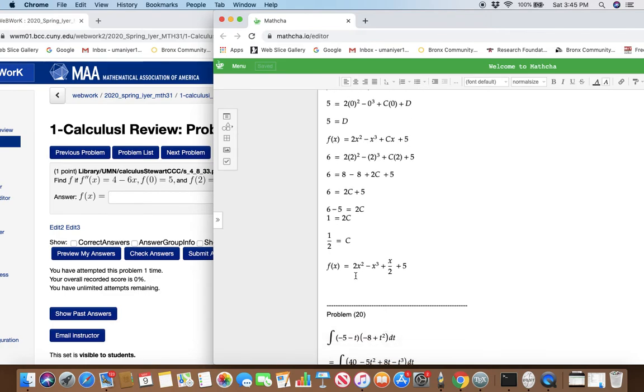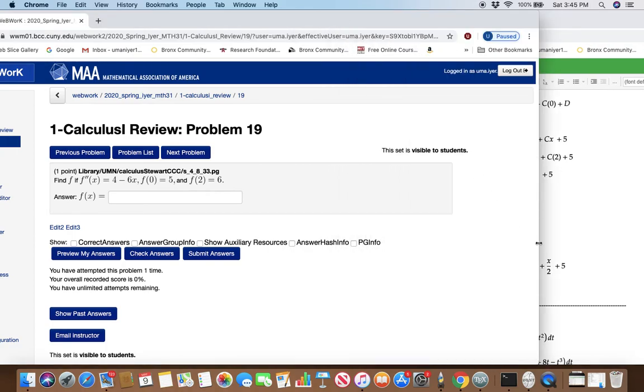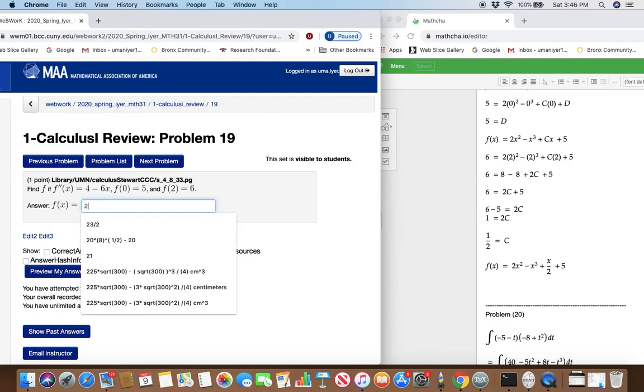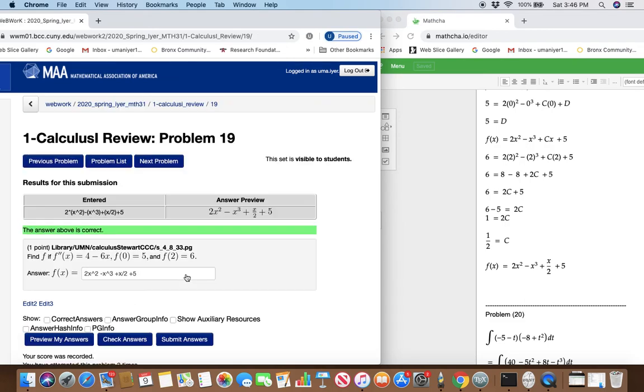So my f(x) is 2x squared minus x cubed plus x over 2 plus 5. I better type it in. You have 2x to the power 2 minus x to the power 3 plus x over 2 plus 5. Okay, until next problem then.